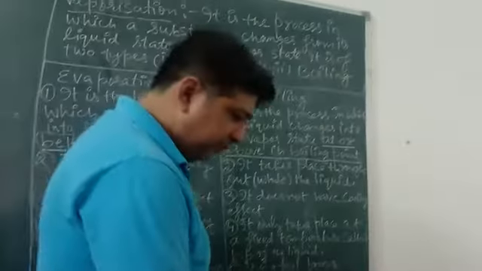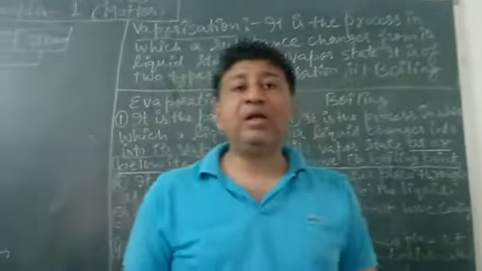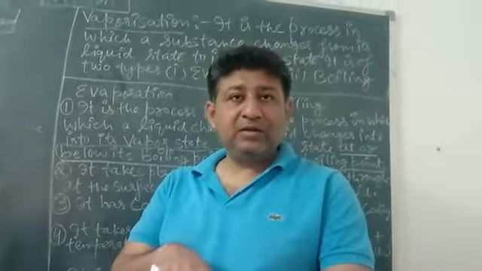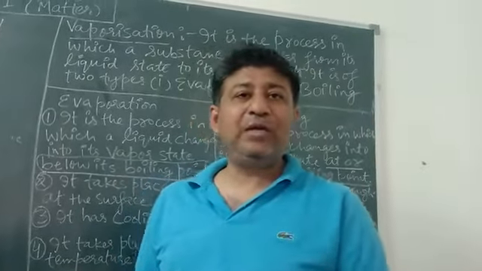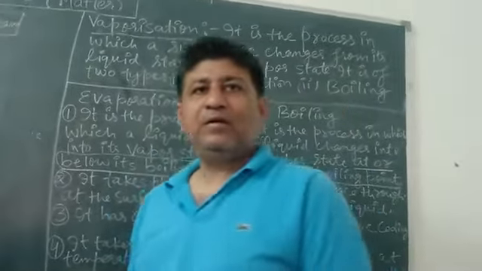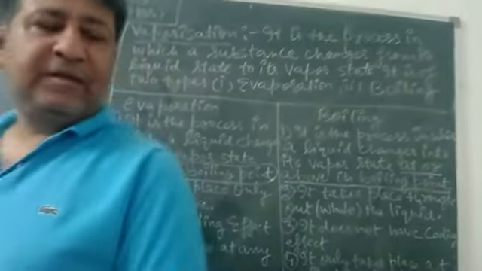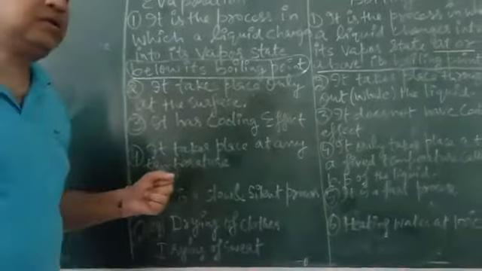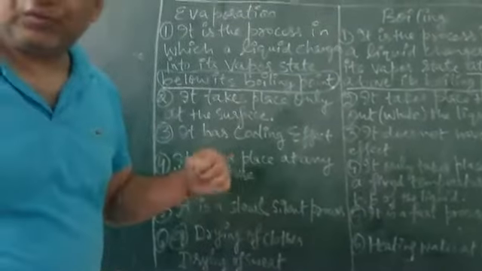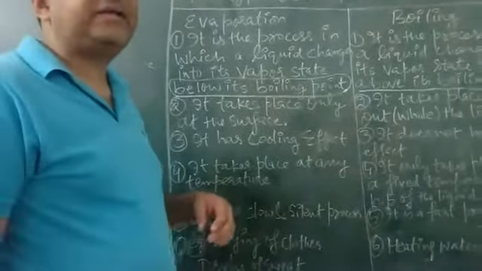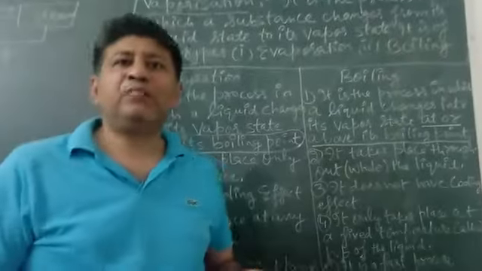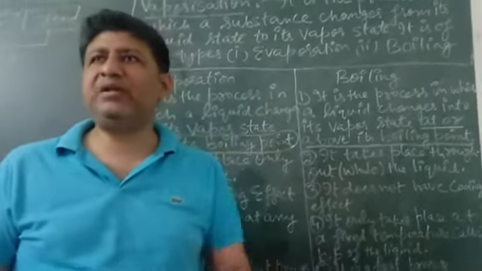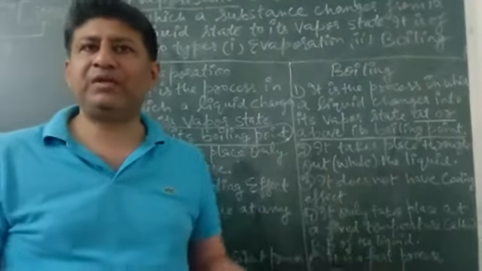Also, especially the girls would know, when they use nail polish remover on the skin, it gives you that cooling effect. That is also evaporation, because what we use is acetone in it, and the boiling point of acetone is much lower. It's approximately at room temperature, so it evaporates very easily.